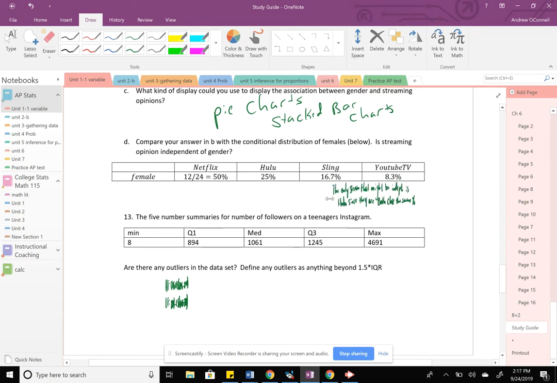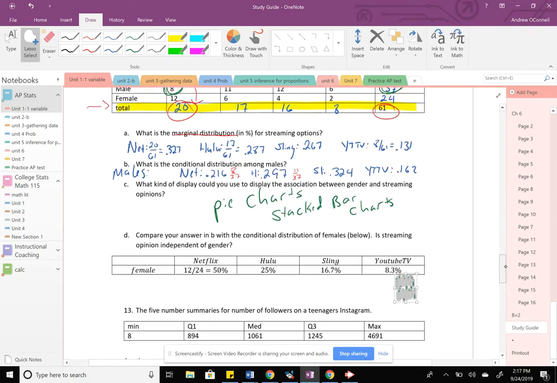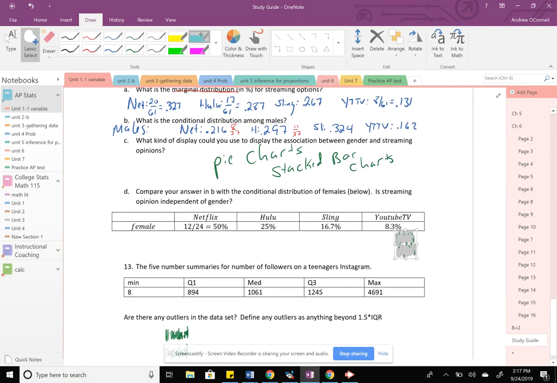Now, that's not what we see once we actually start comparing these, getting males on screen here. So Netflix, about 21, whereas females were 50. Those are largely different. So your preference of Netflix depends on your gender. Hulu 25, Hulu 27, 29.7. That's pretty close. You might be able to infer that Hulu's option might be independent of gender. I have no idea why, but that just might be something.